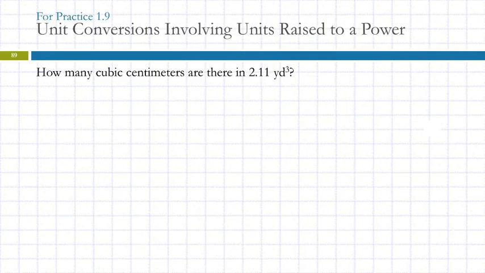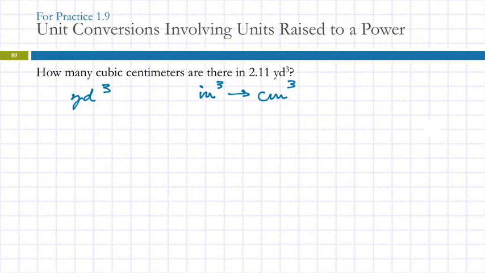How many cubic centimeters are there in 2.11 cubic yards? Well, what unit am I starting with? Yards, yards cubed. And what am I trying to get to? Cubic centimeters. Okay, to figure out how to get there, we did centimeters to yards in a previous problem. We went to inches in the middle, right? So I know the relationship between inches and centimeters. What I'm doing here is ignoring the exponent, the 3, for a minute, and looking at the path without the cube. So I can do inches to centimeters.